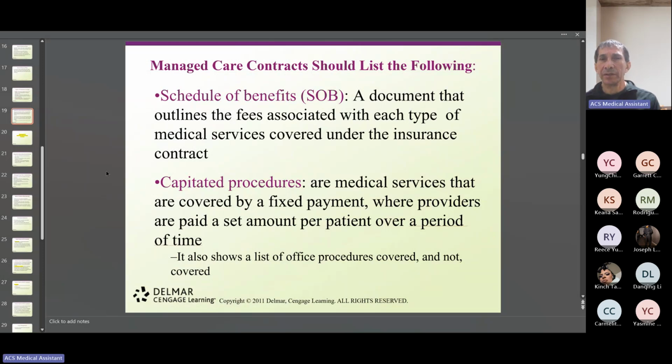Any questions about schedule of benefits or capitation? Because capitation is one of those questions that might come out in exams, because it's a fixed rate that the insurance, the HMOs, pay to the medical providers for their patient services, for their client services per month. So that's how it is.